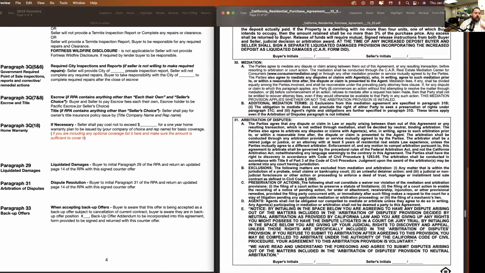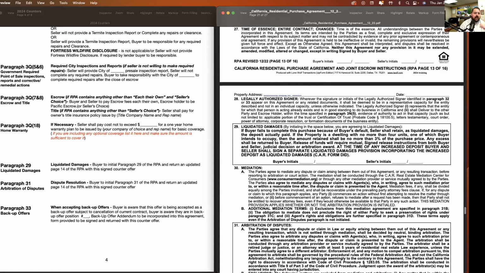We're going to go to paragraph 29, which is liquidated damages. I only need to counter that if for some reason the buyer didn't initial it, or if the buyer did initial it and my seller doesn't want that to be part of the contract. But if they didn't, and I suggest everybody wants it to be, it just says buyer to initial paragraph 29 of the RPA and return an updated page 14 with the RPA.